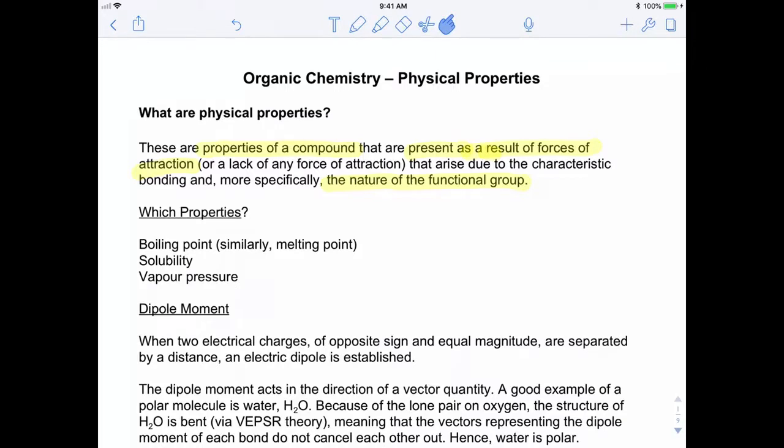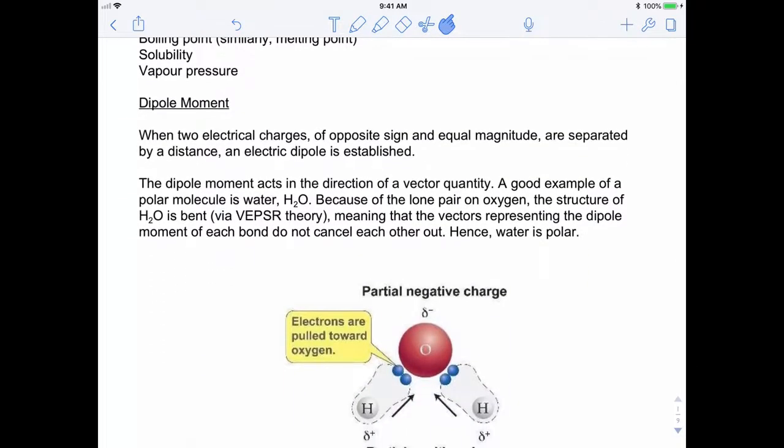And so the properties we'll look at in the next video are boiling point, solubility, vapor pressure. Before we do that, it's useful to have an appreciation for how these physical properties come about. What is it about the functional group?